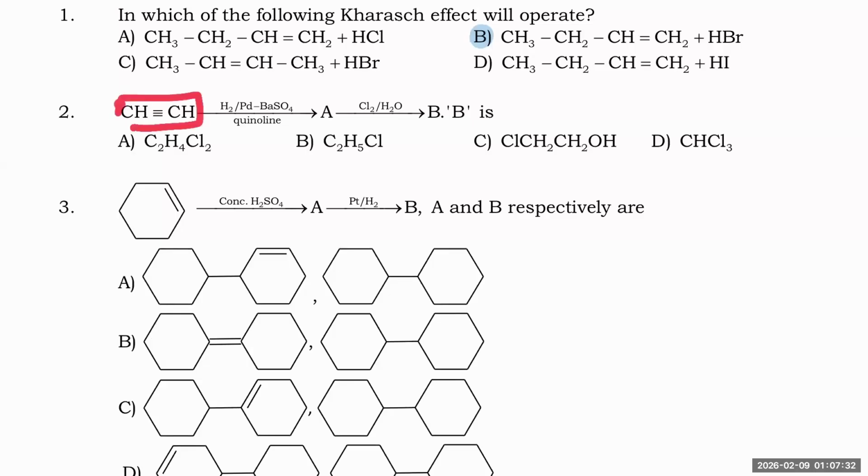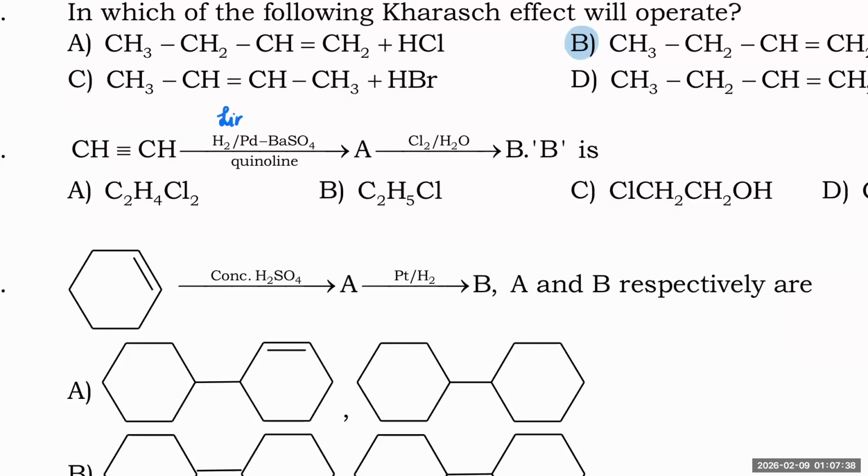If you have an alkyne react with this reagent, the reagent is called Lindlar's catalyst. Lindlar's catalyst would make an addition to give cis alkene. So here, anyways, we will get A as CH2, CH2. Then you are making a chlorine and water addition.